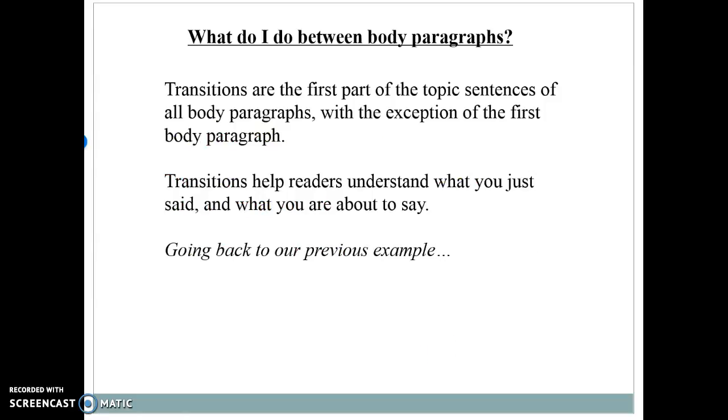Alright, so like I said before, there's multiple body paragraphs in an essay, usually 2 to 3, if not more. So between body paragraphs, you have to have a transition. And the transitions are the first part of the topic sentence of all body paragraphs except for the first body paragraph, because you don't need a transition between your introduction and first body paragraph. The reason we use transitions is because it helps readers understand what you just said and then what you're about to say in the next paragraph.